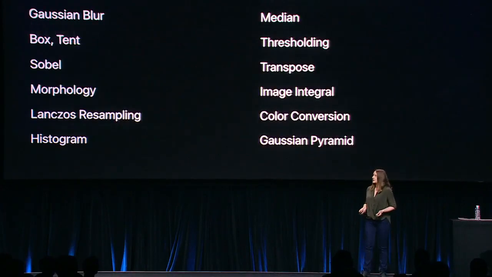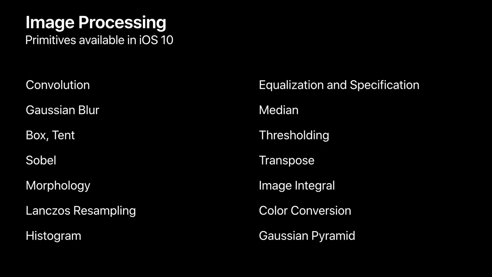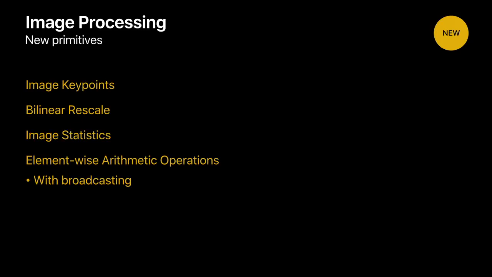So let's begin with a quick update on our image processing support. Here's a list of all of the primitives for image processing that we had available in iOS 10. There's convolution, Gaussian blur, Lanczos resampling, just to name a few. They're all now available in macOS. And this year, we're bringing you 4 new image processing primitives. The image key points primitive is often used in computer vision algorithms, such as image stabilization. And bilinear rescale, image statistics, and element-wise arithmetic operators are commonly used to preprocess images, for example, in machine learning. The arithmetic filters also support broadcasting operations, which, for example, allow you to add a 2D image with a 1D image. So that's it for our very quick update on image processing.